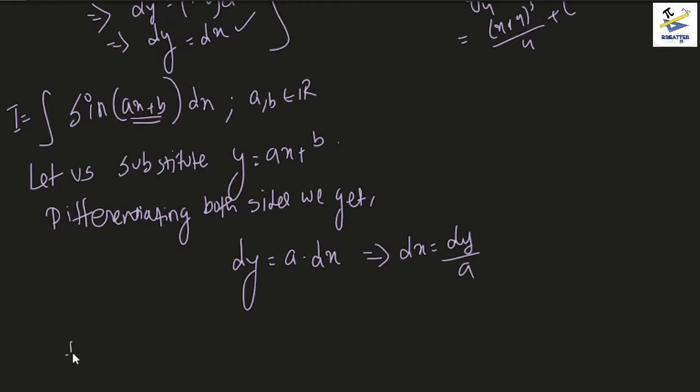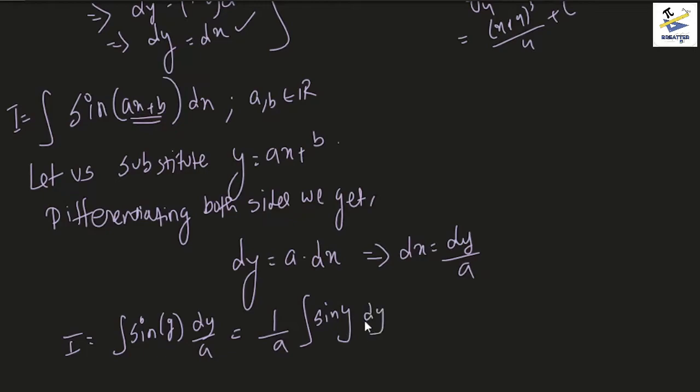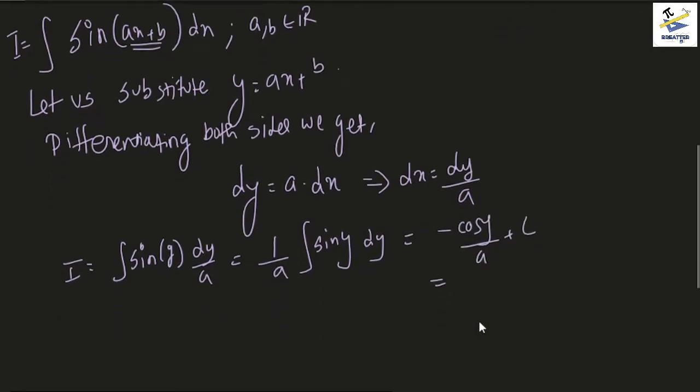Now this would turn our integration into something like this. It would be sine of y, because ax plus b is y, and dx would be dy by a, and this would give you 1 by a sine y dy. Now we know the integration for sine y is just minus cos y, so the answer would be minus cos y by a plus c. And it's time to put back the variable which we substituted, which would give us minus cosine of ax plus b by a plus c, which is the answer for our integration.